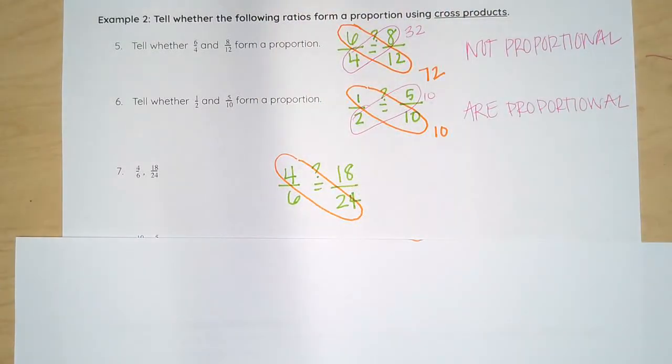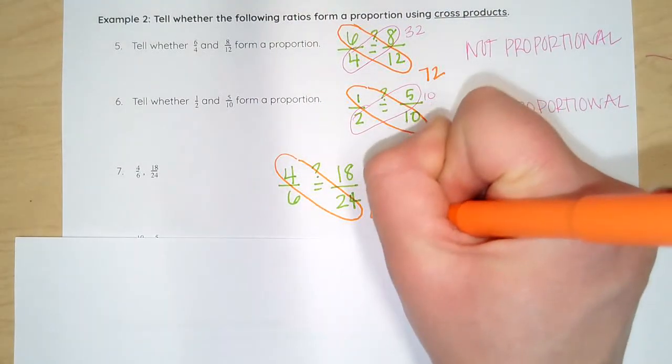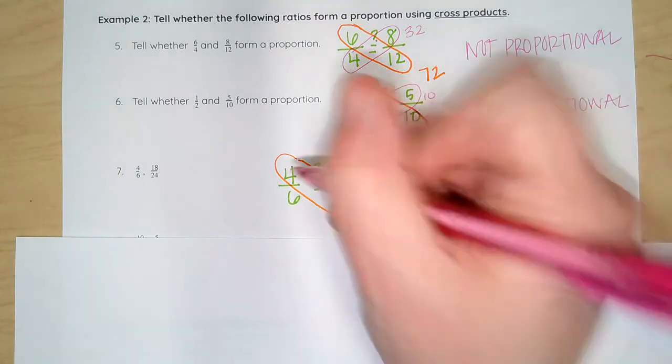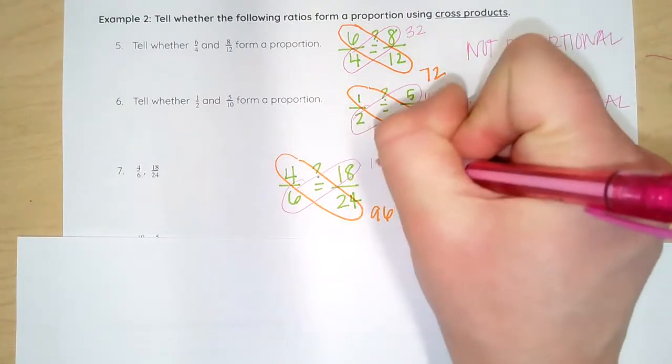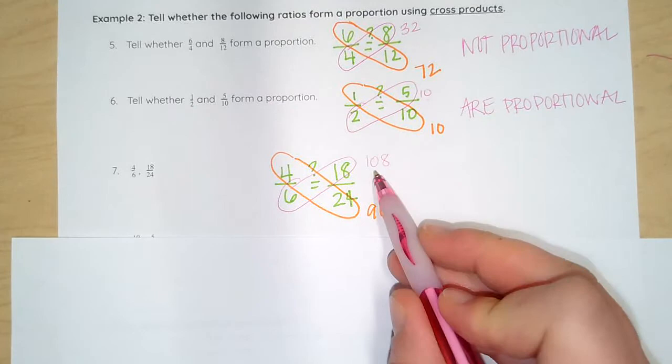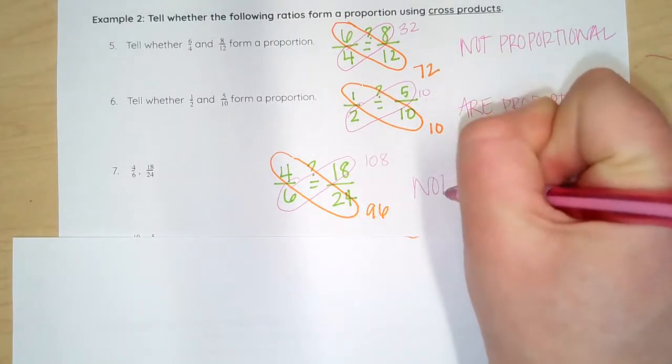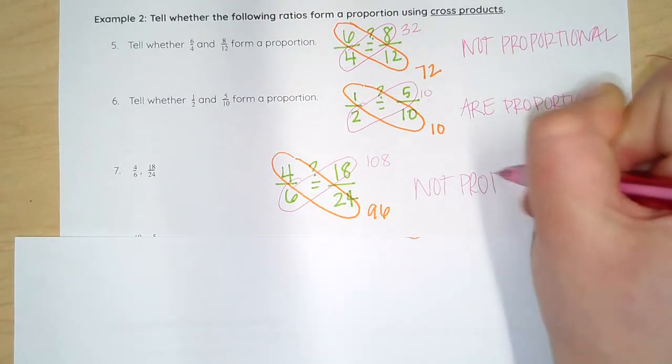4 times 24 is 96. 6 times 18 is 108. Those numbers are not the same, so they are not proportional.